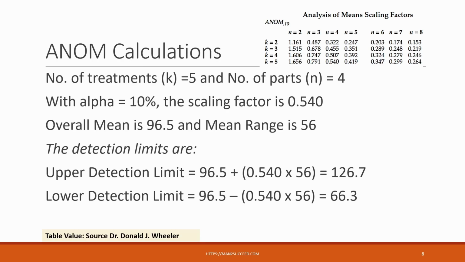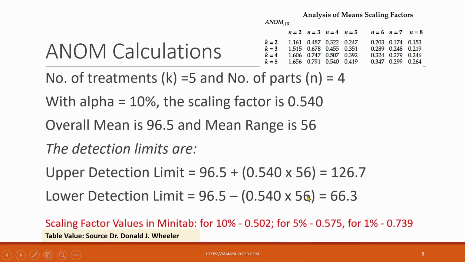But sometimes people will be using software like Minitab. If they use it, the scaling factor value will be slightly different. Instead of 0.54, it is 0.502. And similarly for 5% it is 0.575 and for 1% it is 0.739. So only a slight marginal difference is there, that we should make note of.